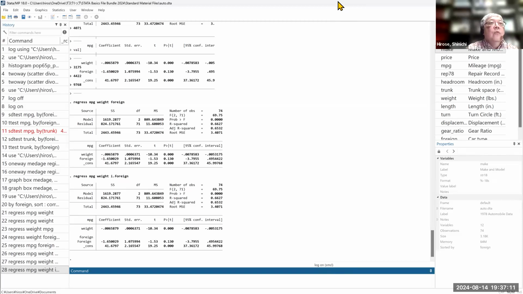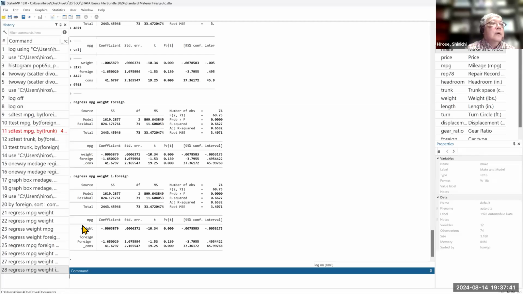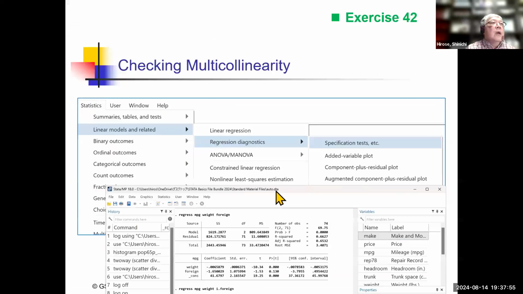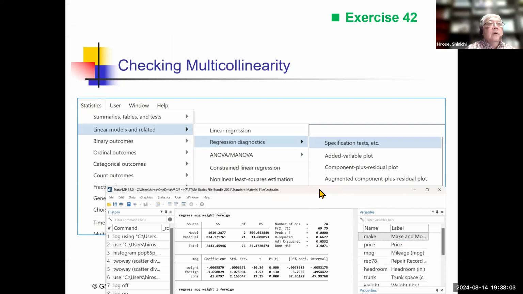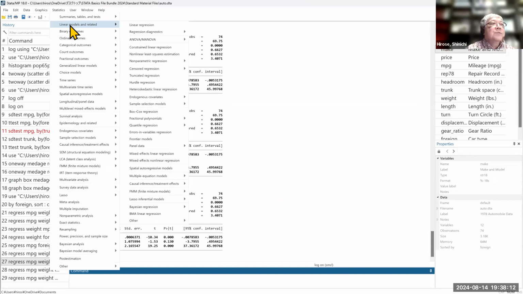Okay, but anyway, we'll talk about multicollinearity next. Multicollinearity is a problematic symptom when you run the multiple regression. And Stata has the functionality of checking whether multicollinearity is present or not. And the process is, after running, let me run the original regression. Okay, after running multiple regression, you go to linear regression, specification test, etc. Okay, so statistics, linear, and where's the specification?